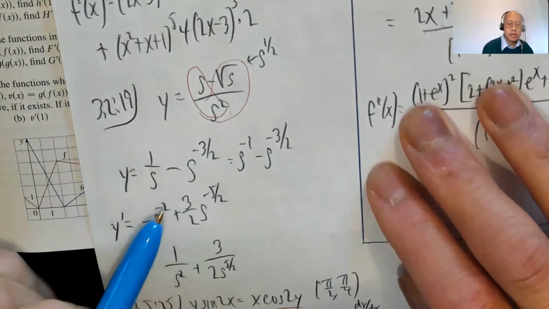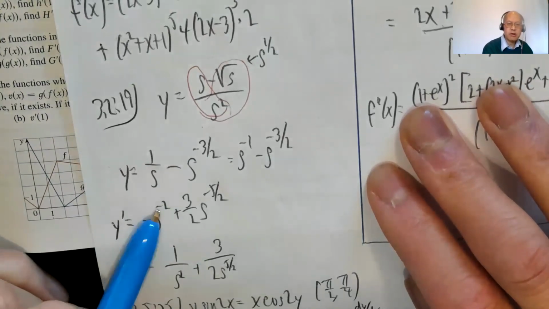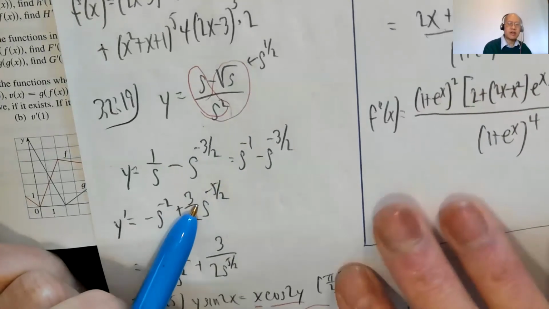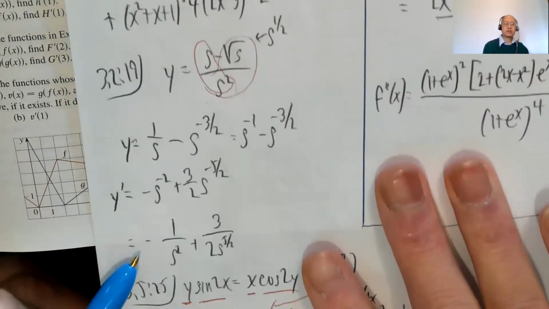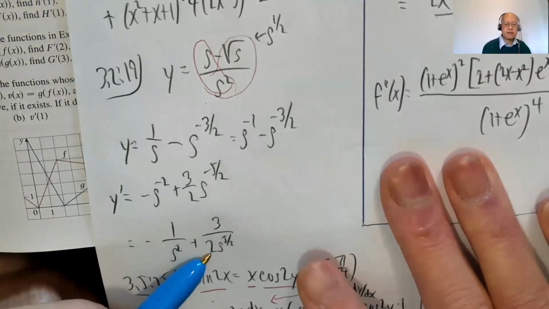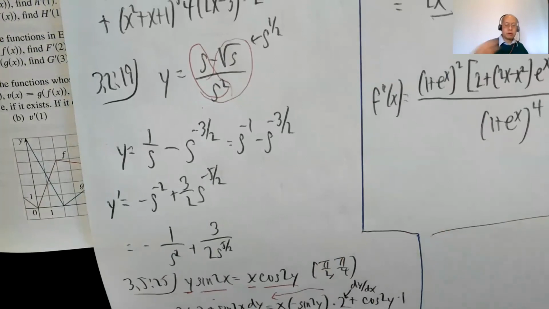So y prime is -1 times s to the -2, plus 3 halves, -3 halves times -1, 3 halves s to the -5 halves. Rewrite it with no negative exponents. So -1 over s squared plus 3 over 2 s to the 5 halves. Okay, so that's section 3.4, which is on the chain rule.